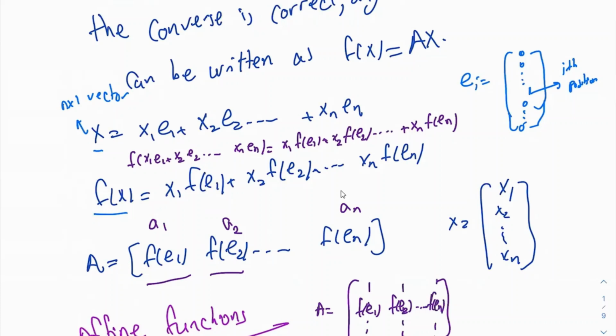Okay, so we proved that if a function is linear, we can write it as a matrix vector product. It's a very important property. Okay.